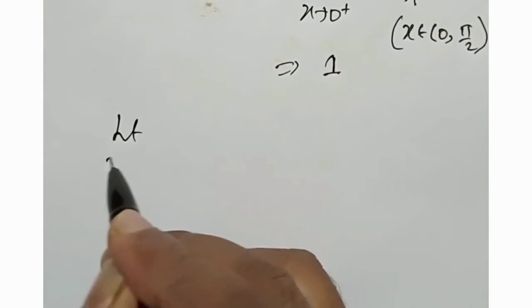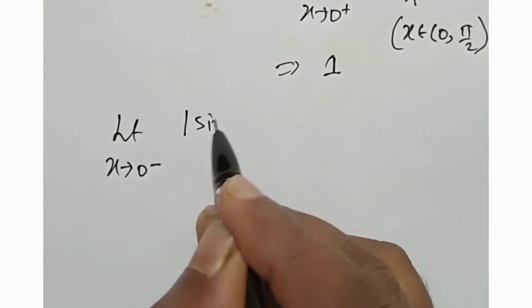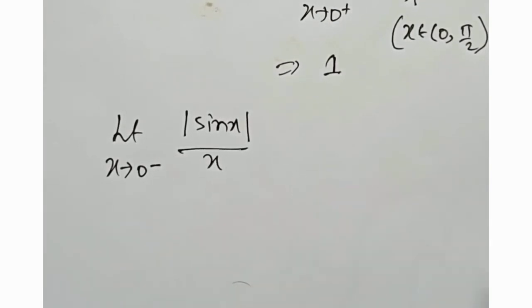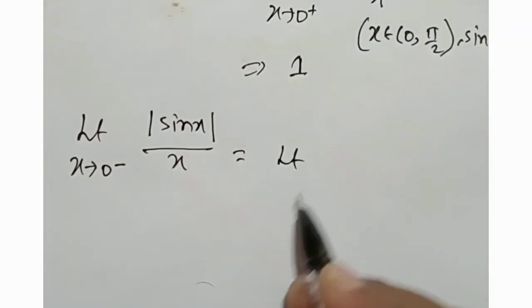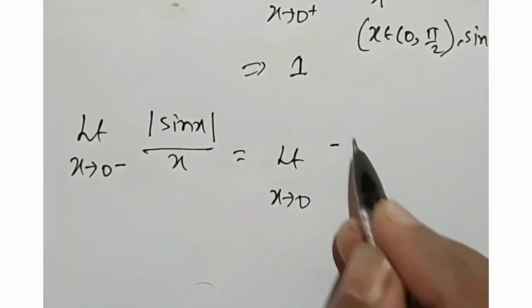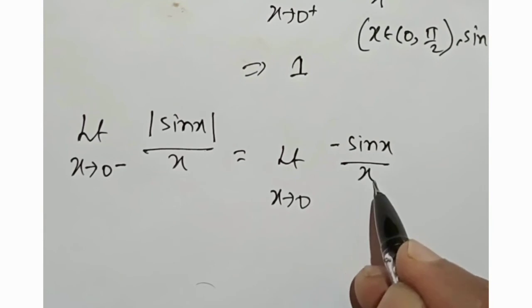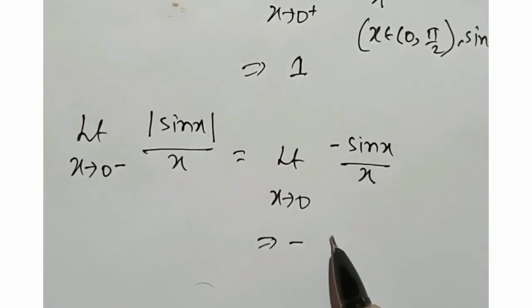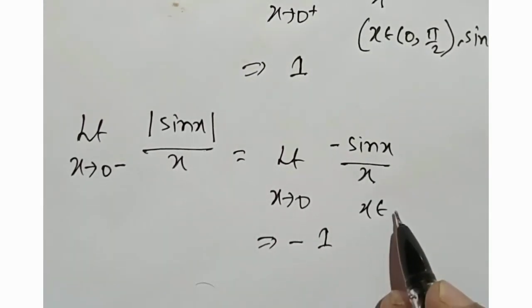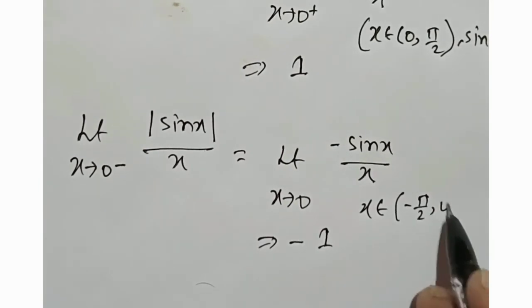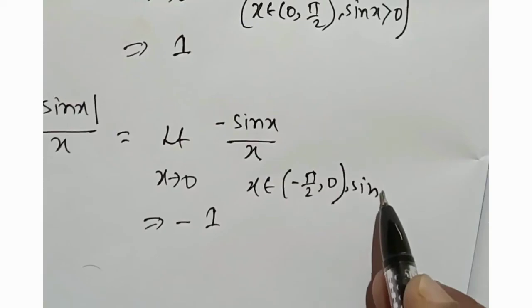Now let's determine for the left one. Limit x tends to 0 minus mod sin x by x. So this will be limit x tends to 0 minus sin x by x. So this will be simply minus 1, and here x belongs to minus pi by 2 comma 0, where sin x is less than 0. So definitely the value of sin x is here actually minus.